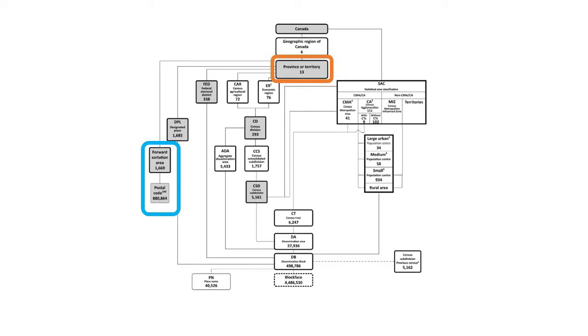That can be used, and those do shift a little bit over time, but basically the statistics that you get by forward sortation area tend to come later in the census release. And also you can get some other data from Stats Canada that is presented by forward sortation area. So while this is really great for creating smaller geographies, it's not accessible right away.